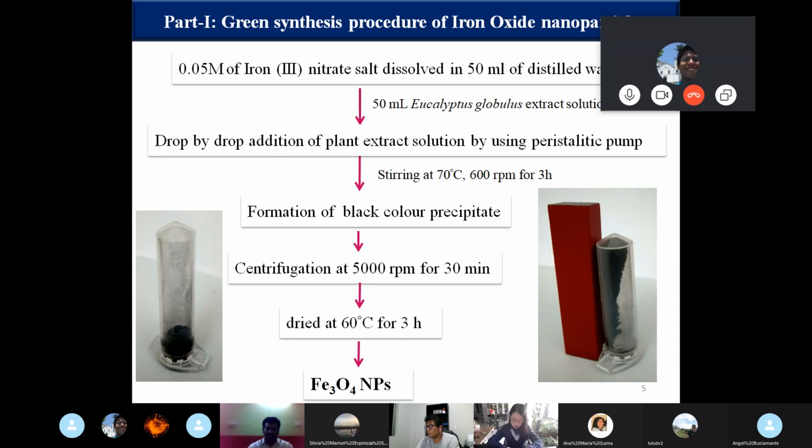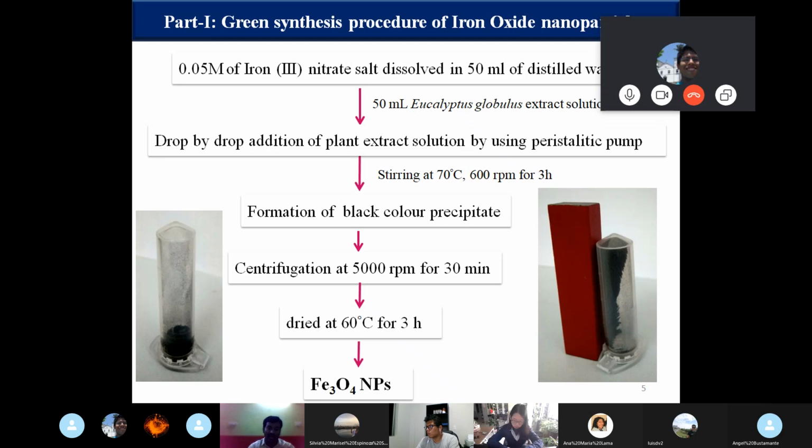This is the synthesis of the iron oxide nanomaterial. Iron nitrate is dissolved in 50 ml distilled water, and the extract is added dropwise to the solution using a peristaltic pump. It is stirred at 70 degrees, 600 rpm for 3 hours, and we get a black precipitate. The colloidal solution is centrifuged at 5000 rpm for 30 minutes, the pellets are carefully collected and dried in a hot air oven, and finally we get the iron oxide nanomaterial.